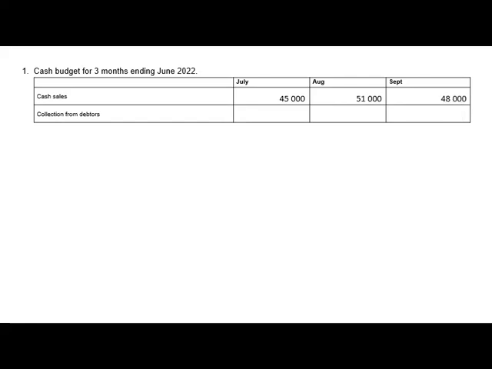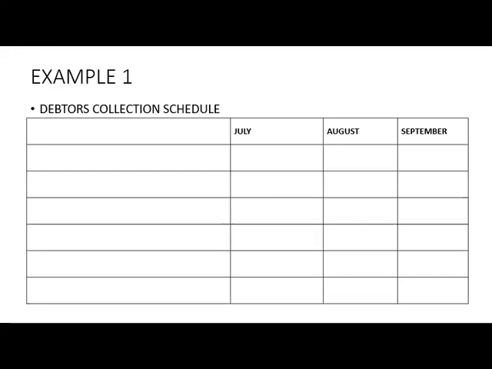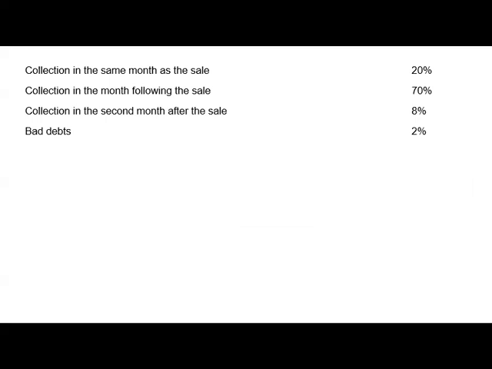The credit sales, though, I'm going to use to prepare what we call the debtors collection schedule. I will start with April. 20% of April credit sales will be collected in April. 70% of April credit sales will be collected in May. And 8%, let me just confirm, it was 8% of April credit sales will be collected in June. Okay, I will repeat.